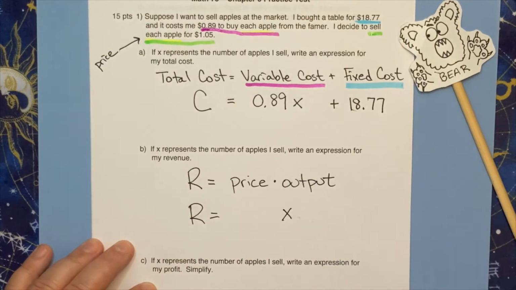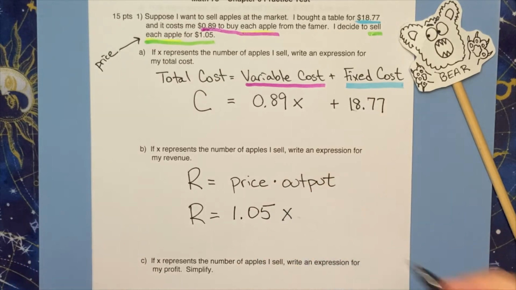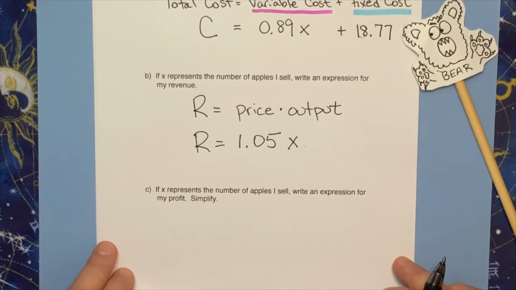That is the price that I charge other people. And so I get 1.05x. Revenue is slightly easier than cost as long as you can identify what the price is. It's pretty straightforward in this model. Okay, then we move on to part C.